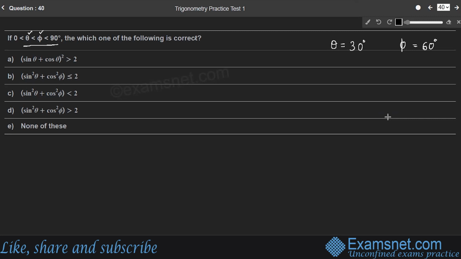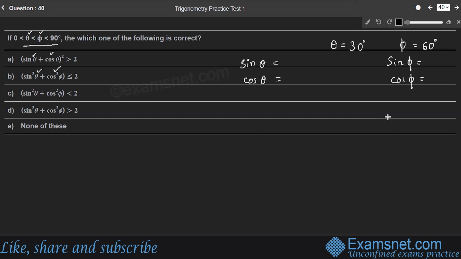And here two functions are given, sine and cosine, of each angle. So we'll consider sine theta and cos theta, then sine pi and cos pi, and their squares. The square of sine theta is given, the square of cos theta is not given, and the square of cos pi is given, cos square pi. So we'll consider all these values.